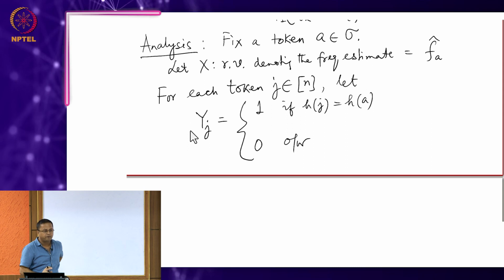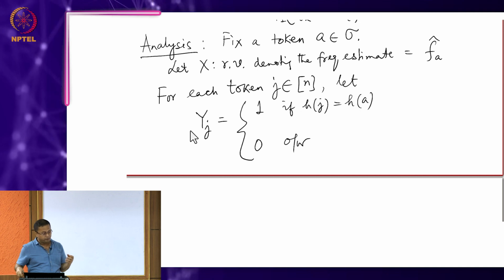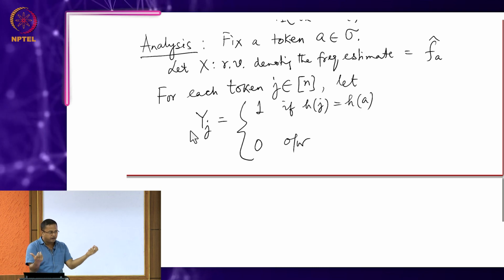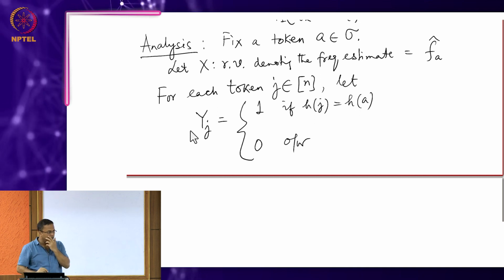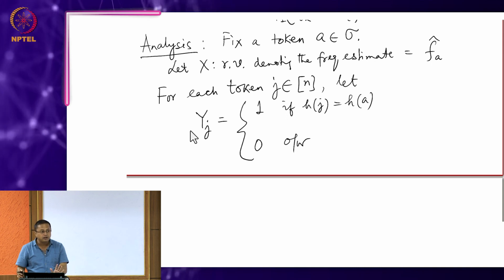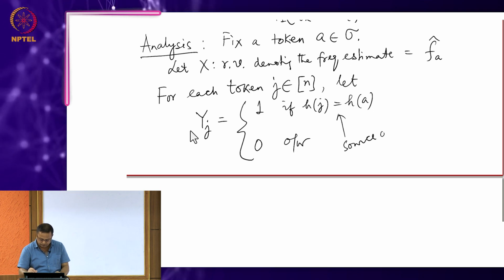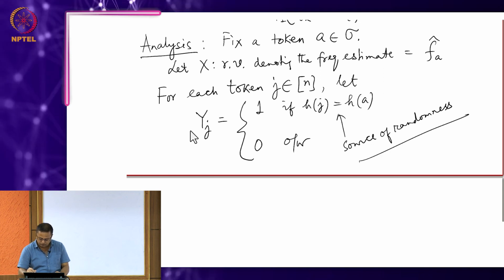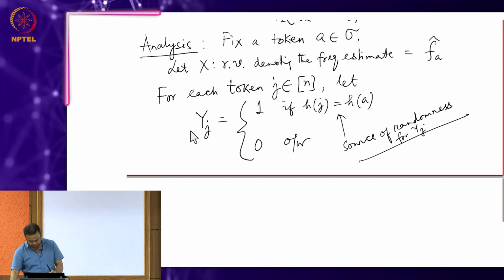Now notice this random variable. In the analysis we have to be a little cautious because now there are two sources of randomness, a randomness coming from H, a randomness coming from G. I have to be very particular about it. So, this randomness on the variable yj is coming from where? H, right. So, this is the source of randomness for yj. Fine.